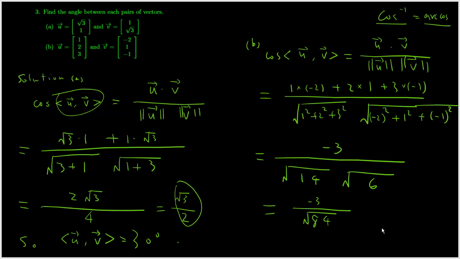Okay, cosine value of the angle is this number, and then you use our calculator to get the angle. So the angle between the two vectors u and v is 109 degrees, right? Using our calculator.